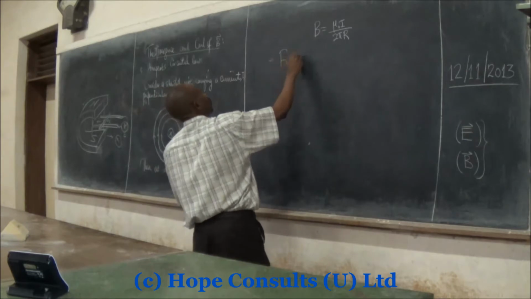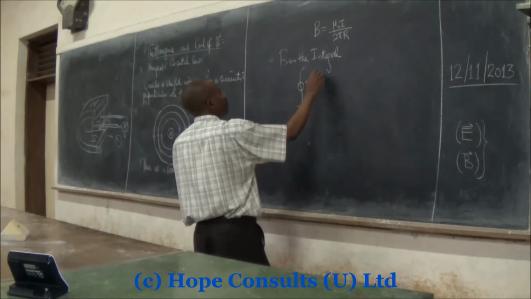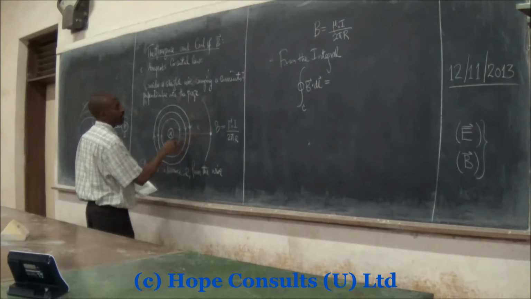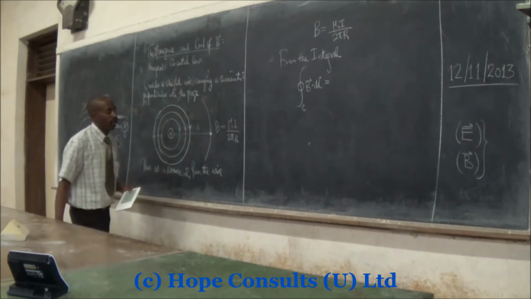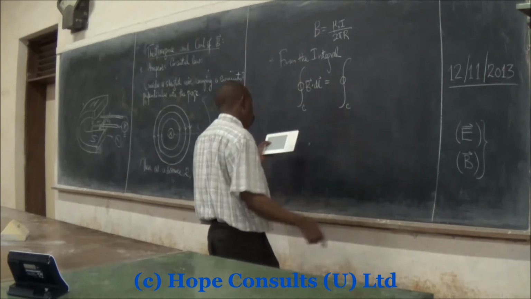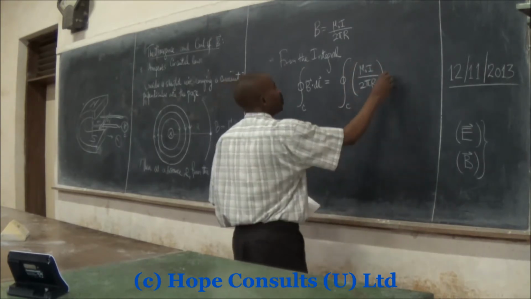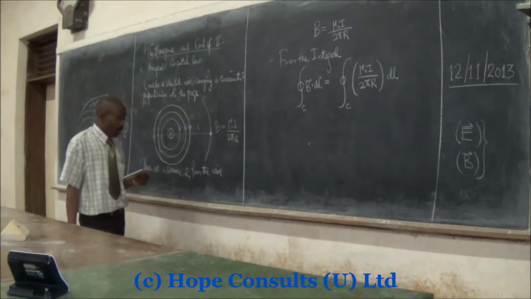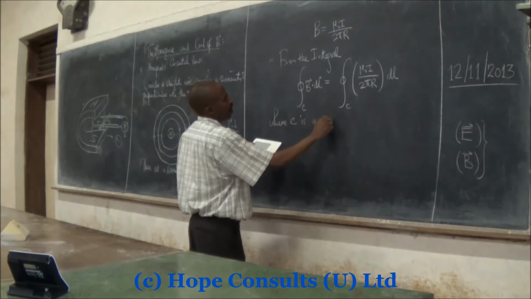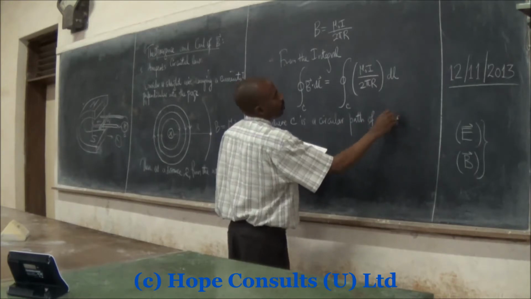So from the integral of B dot dl, that is over a closed loop, if I took one strand where the distance from the center of the wire is R, B dot dl would be equal to the integral over that closed loop, and then we have our B as mu naught I over 2 pi R into dl, where C is a circular path of radius R.